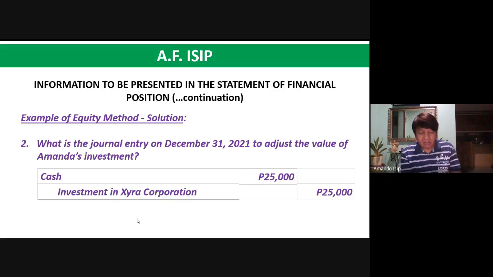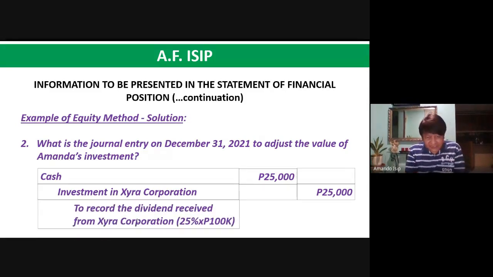The question is, what is the logic? The 25,000 is the dividend income that we received from Syrah. Why is our investment account reduced? Because we are using the equity method. And under the equity method, we are following the principles in retained earnings wherein net income is added and dividend declaration is deducted. That is why we reduce investment in Syrah Corporation by 25,000 pesos.